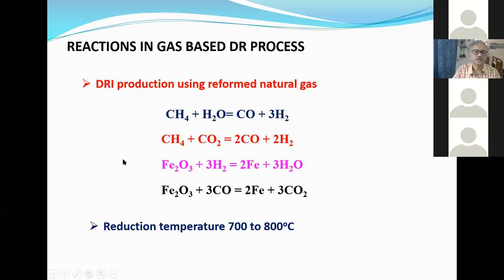An advantage of the gas-based process is that it can be carried out at 700 to 800 degrees centigrade. In the case of the coal-based DR process, when you are using solid carbon as reductant, the process temperature should be at least 1000 degrees or more than that. Otherwise, the carbon gasification reaction is not very significant.